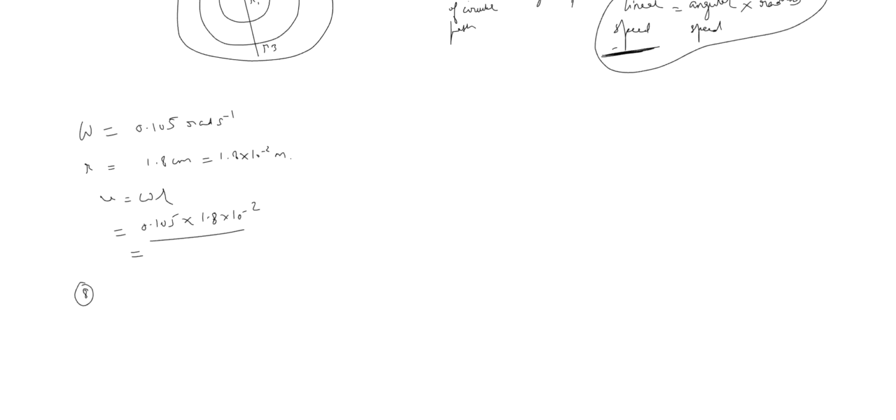Solve the B problem. So the B part is 5.24 meters per second. 5.24, correct. This is how we can solve this question.